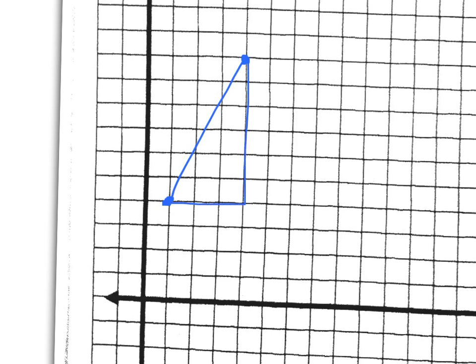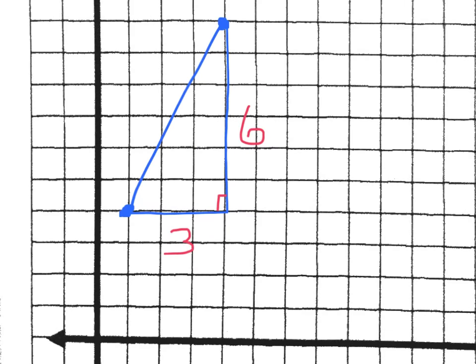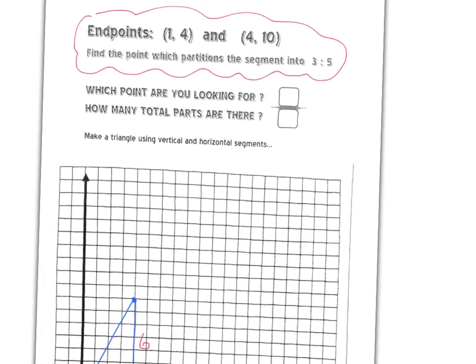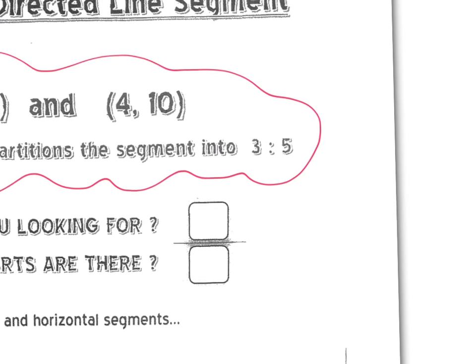Just like that. Okay, once you have the triangle drawn, you now have a horizontal distance which you can count, which is in this case 3, a vertical distance, which in this case is 6, and of course you have a right triangle. So then you go up and you look at the ratio that you're asked to deal with. In this case it's 3 to 5.